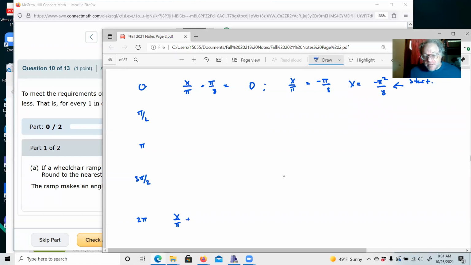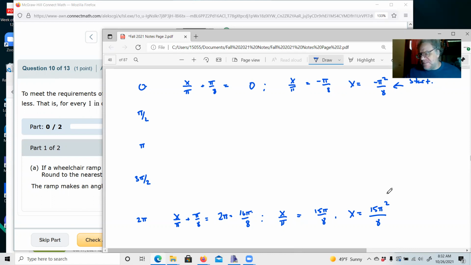x over pi plus pi over 8 is equal to 2 pi. I'm going to say 2 pi is equal to 16 pi over 8 because we've got a pi over here. So x over pi is equal to, we're going to subtract the pi over 8. We'll get 15 pi over 8. So we subtracted, 16 pi over 8 minus 1 pi over 8. And then we multiply through by pi. We get x equals 15 pi squared over 8.